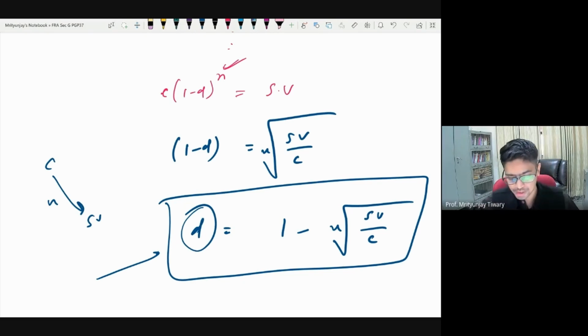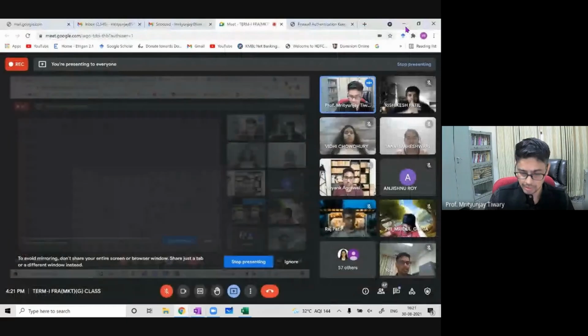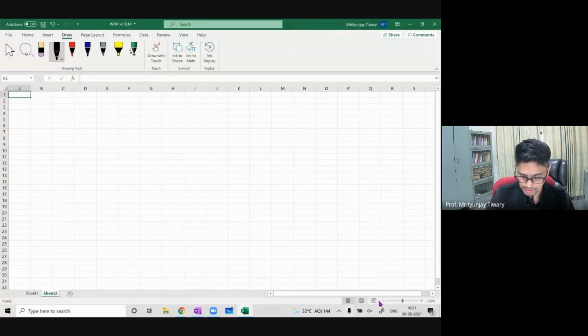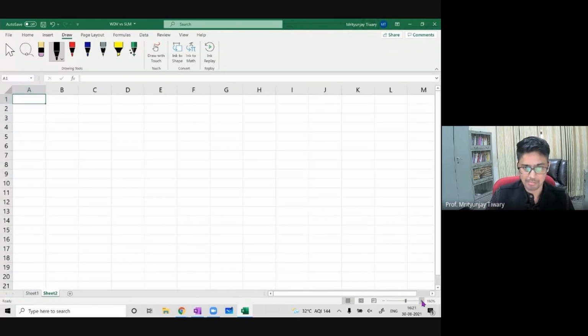Now let me demonstrate the difference between method 1 versus method 2 via a certain assumed example and assumed numbers. To do this, we will take help of some Excel sheets. So let me take this up. I will prepare the example fresh in front of you so that you understand where the numbers are coming from.